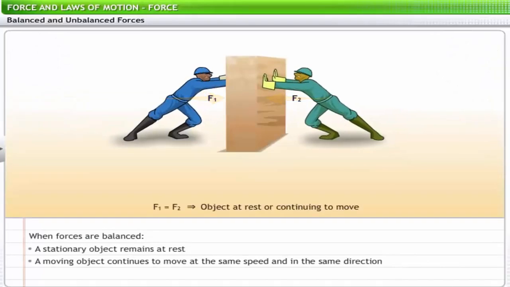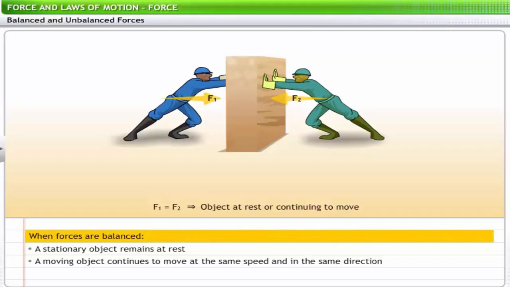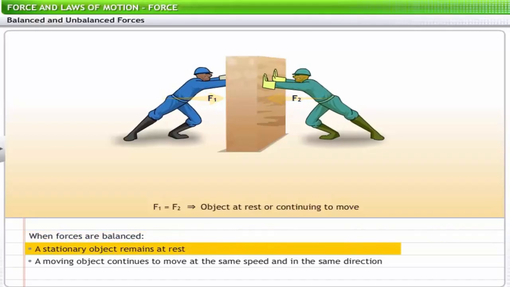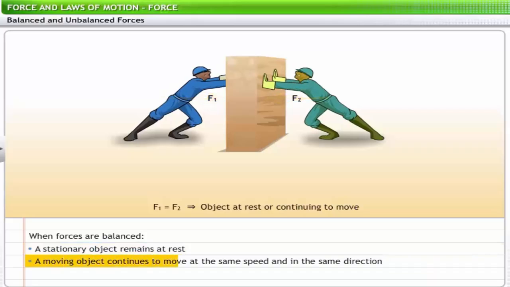The concept of balanced and unbalanced forces applies to objects at rest as well as moving objects. When forces are balanced, a stationary object remains at rest and a moving object continues to move at the same speed and in the same direction.